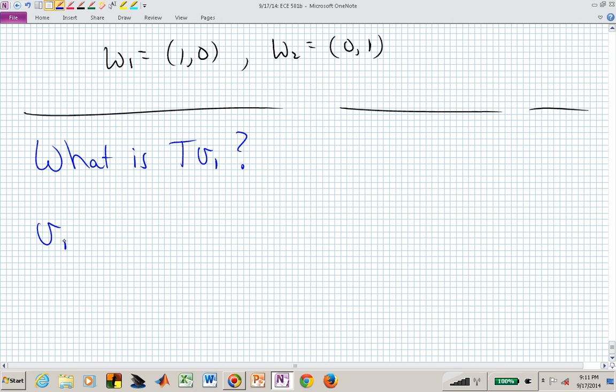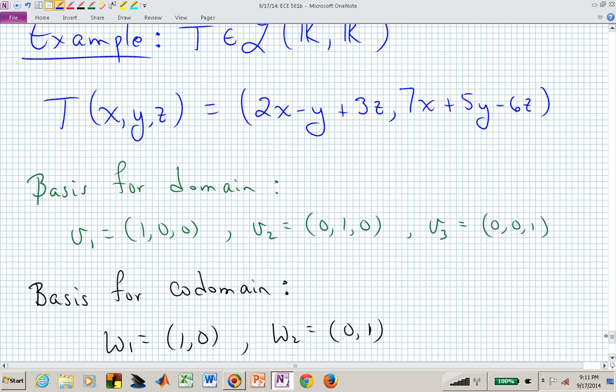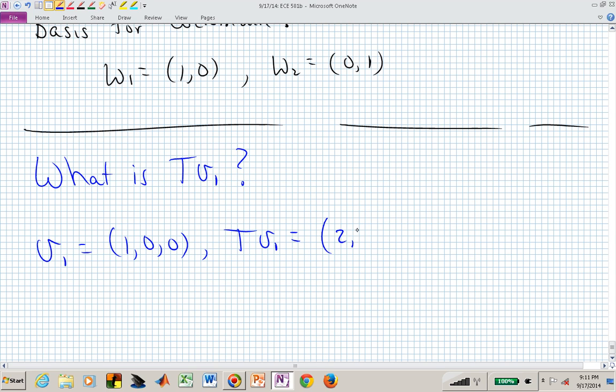The first basis vector was V1, which was 1, 0, 0, which really says that in our linear map, we simply replace x with 1, y with 0, and z with 0, and so we're going to end up with 2, 7 for the 2 coordinates in our particular R2 or codomain. And now what we want to do is write that in terms of the basis vectors W1 and W2.